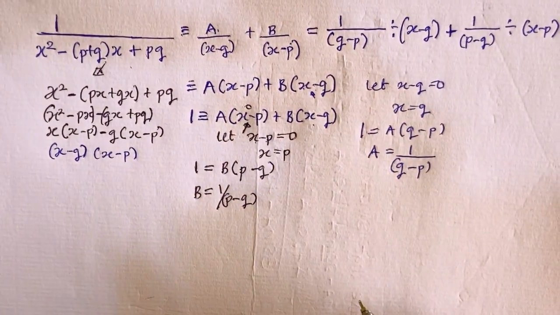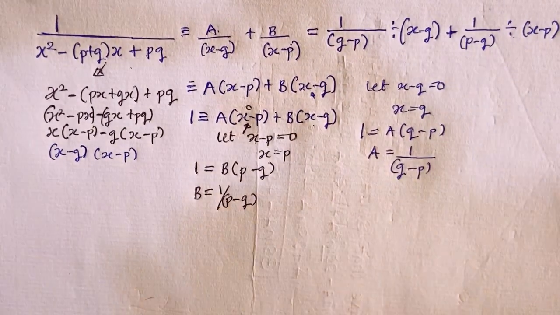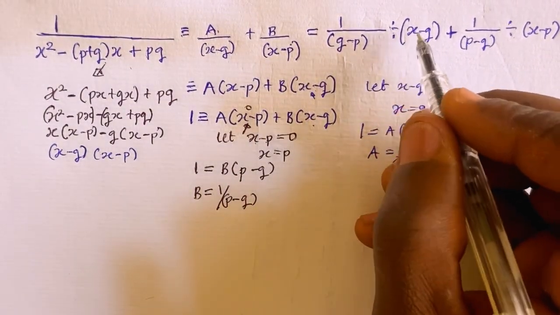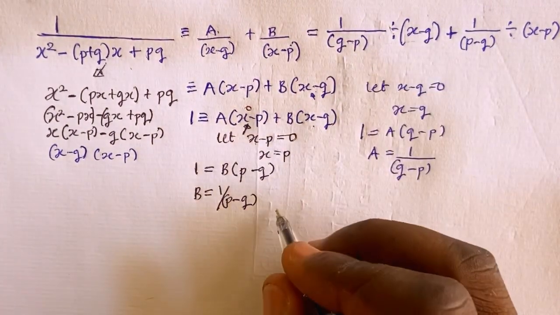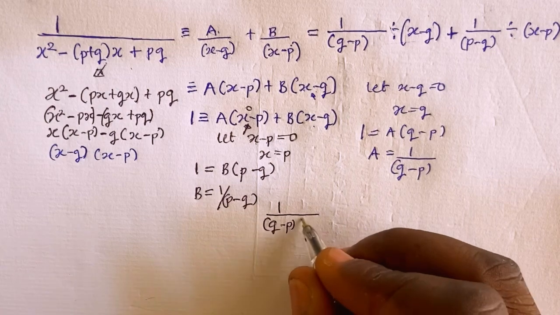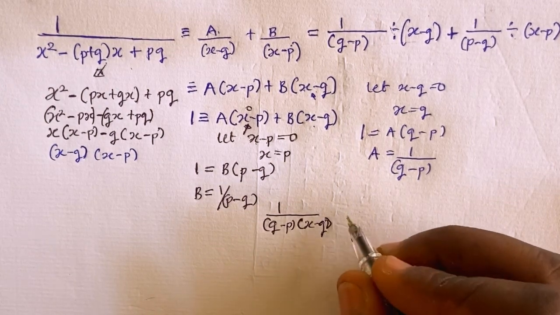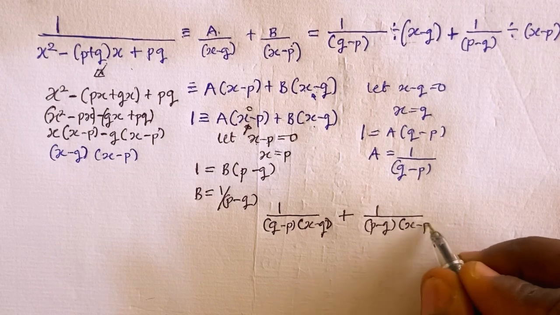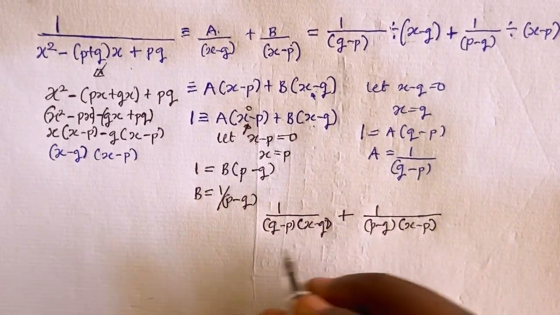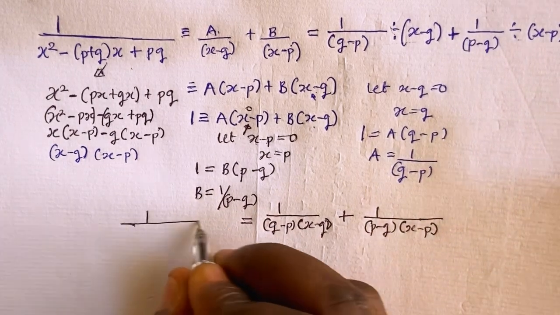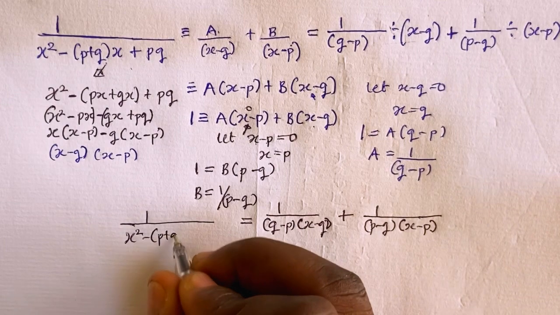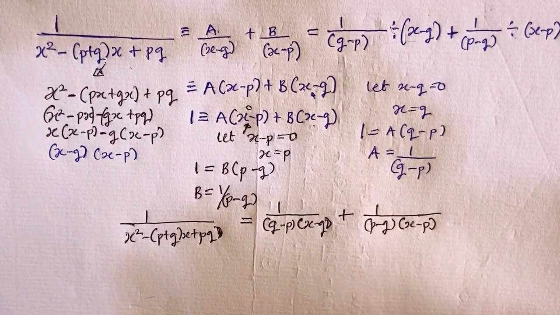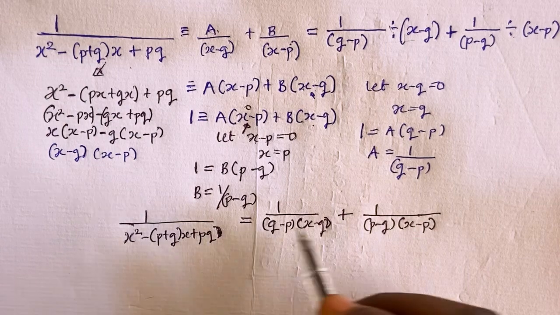Then I will make sure I go ahead and simplify all this. Simplifying this, if I change the division to multiplication, I'm going to have 1 over q minus p into brackets x minus q. That's the first one. Then plus the same thing here: 1 over p minus q into brackets x minus p. Exactly. So this expression is now equal to 1 over x squared minus p plus q x plus pq. So that's it. You can go ahead and verify that this is equal to this and this also is equal to this.